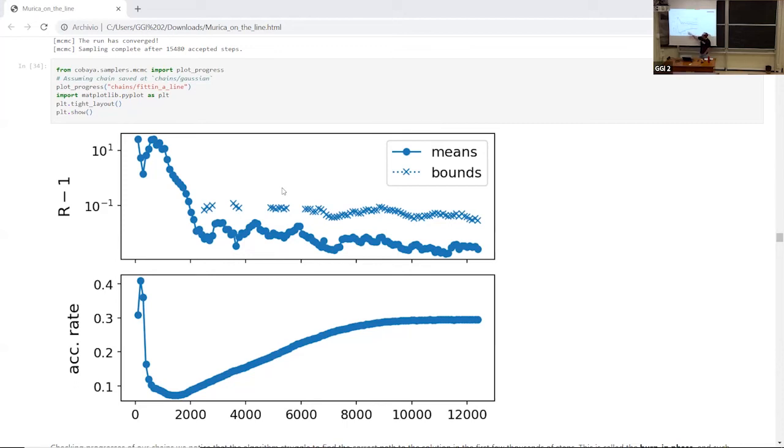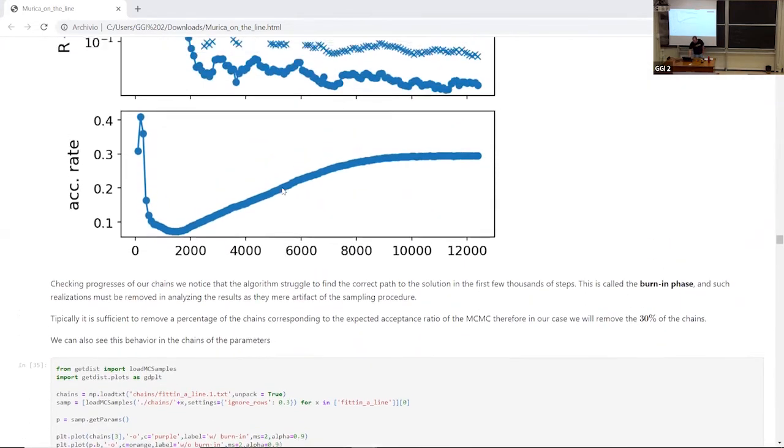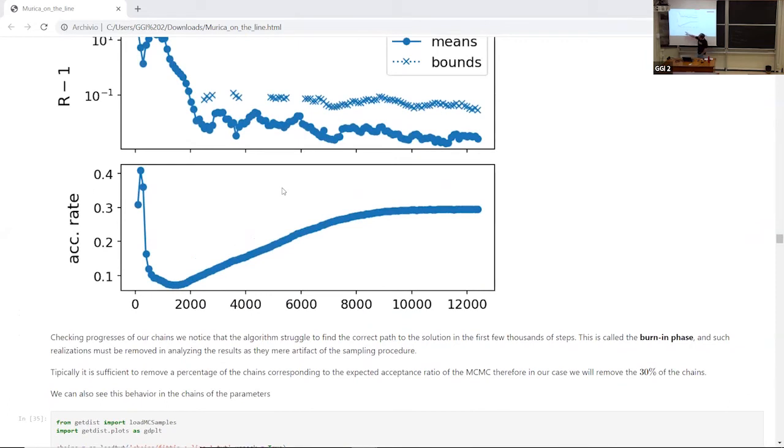So basically this means that what we assume in the Markov process, that we get an equilibrium distribution, is somewhat reconstructed in the statistic of the chain. So basically the chain acquires a flat behavior after the number of samples increases enough. But you can see already here that until a certain number of steps of samples accumulated, the algorithm struggles to get the correct solution, because the correct solution is reached basically when the acceptance ratio flattens.